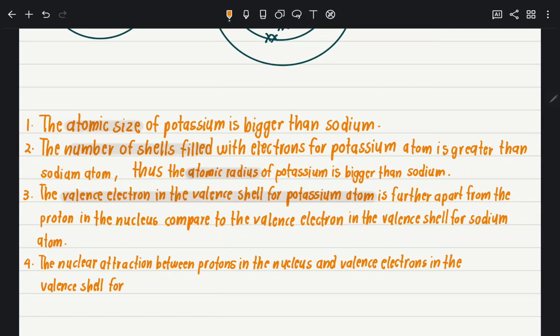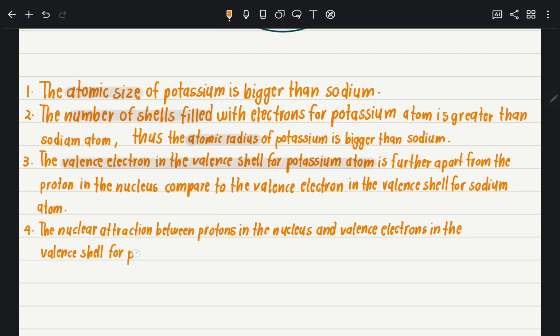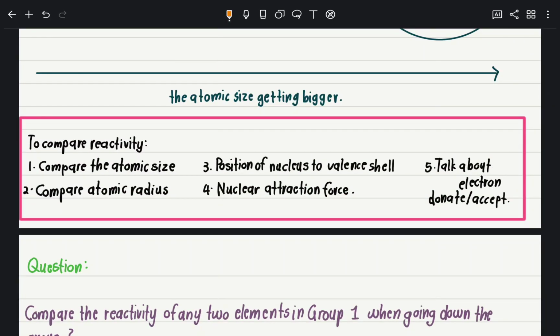Okay, for which one stronger? So you dah kata dah potassium punya size bigger. And then this point, the third point, you say the valence electron in the valence shell for potassium atom is further apart from the proton in the nucleus of potassium atom. Betul? So the nuclear attraction force for potassium you rasa weaker ke stronger? Okay, so yeah, right, for potassium atom is weaker. Is weaker compared to sodium atom. Okay, sebab sodium atom kan atomic size dia kecil. So the nuclear attraction untuk sodium atom lah strong.